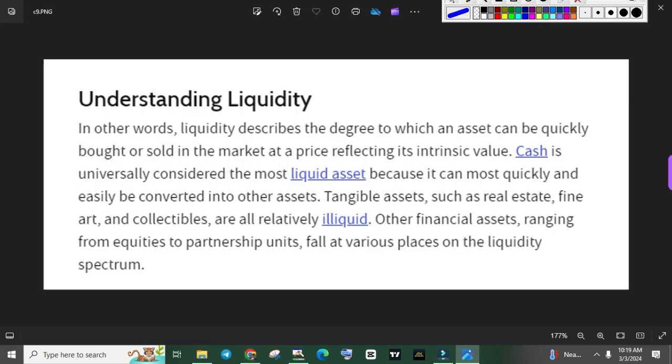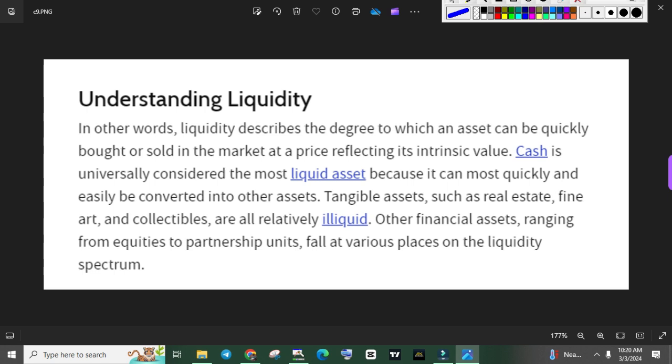So the first thing we are looking at right here is liquidity. Okay, so first let's just read a little bit. I don't like all this theoretical stuff, but you can read up a lot about liquidity on your own. But simply, liquidity describes the degree to which an asset can be quickly bought or sold at a price reflecting its intrinsic value. So we are talking about the ease of purchasing a particular commodity, or the price level where an asset can easily be bought or sold, right?